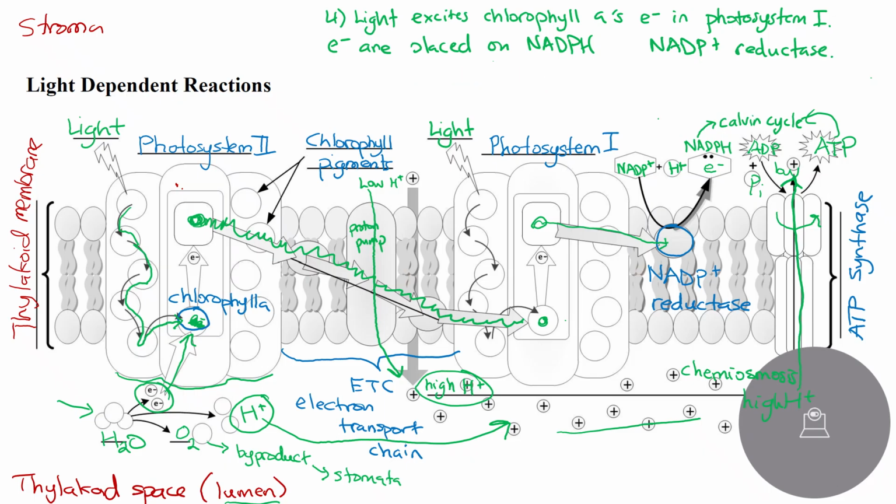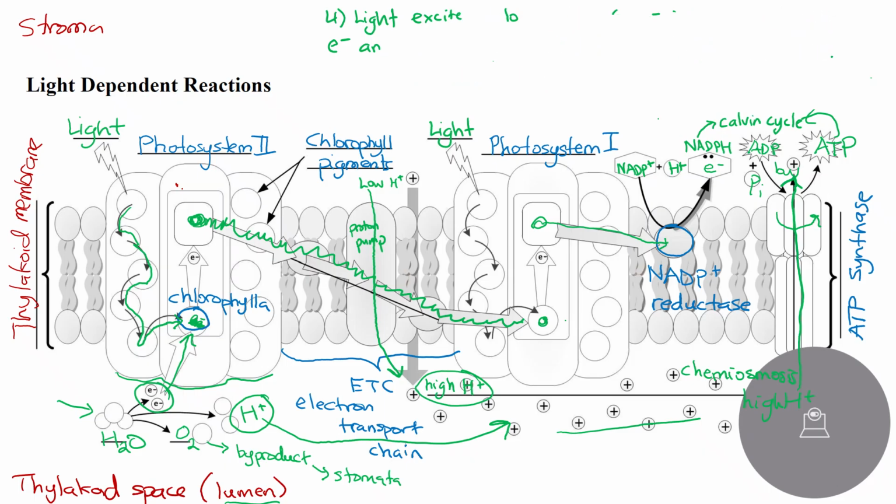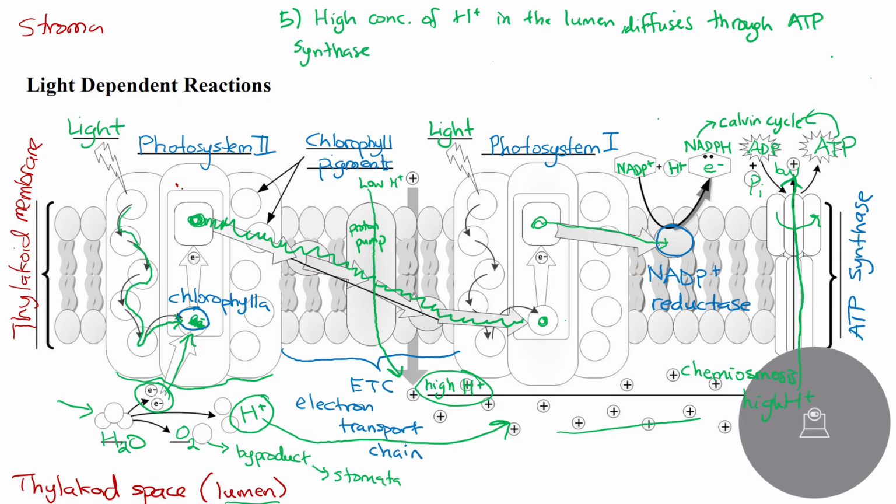So let's do that. We have number 5. The high concentration of H plus in the lumen diffuses through ATP synthase to create ATP, and that's called chemiosmosis. The ATP goes to the Calvin cycle.